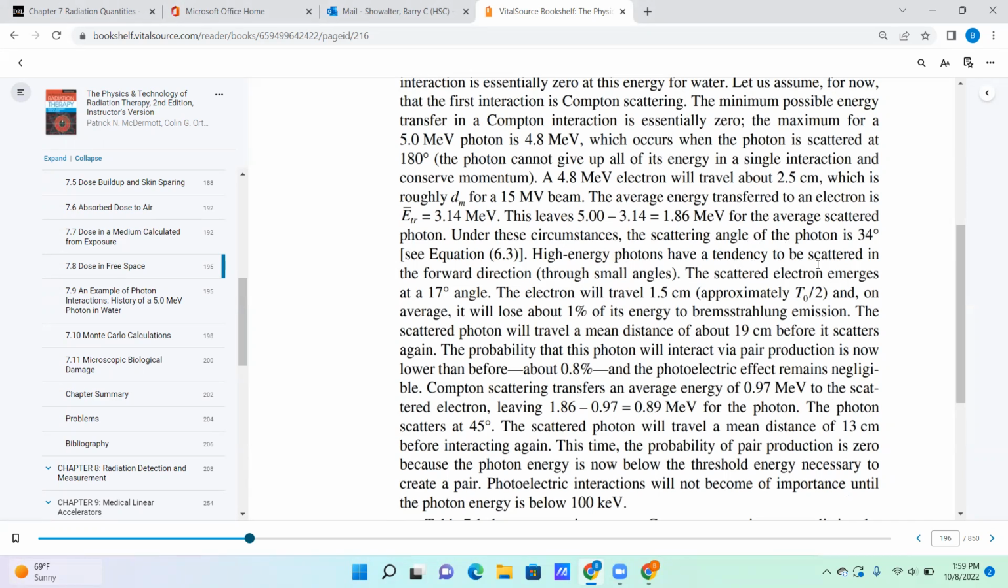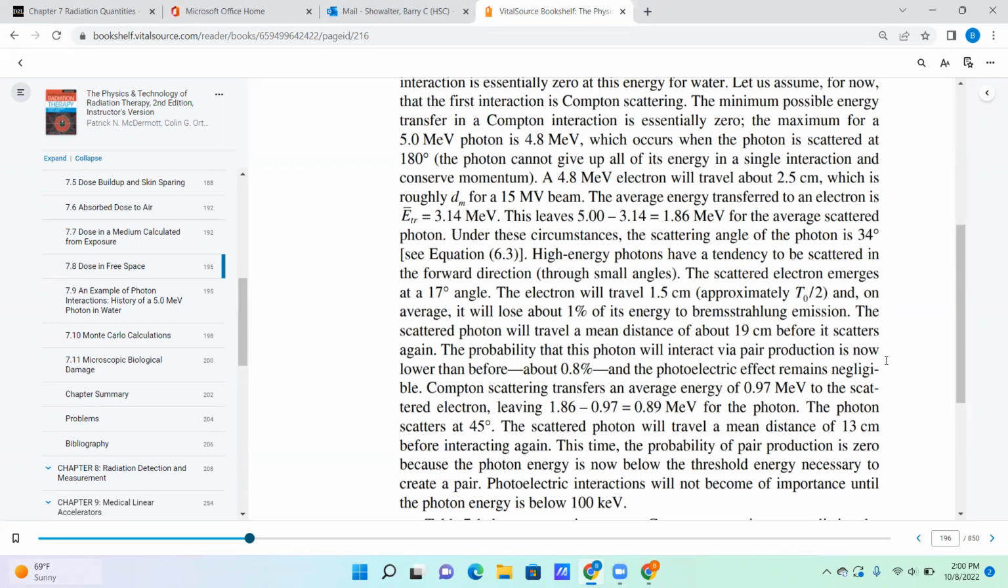High energy photons have a tendency to be scattered in a forward direction. The scattered electron emerges at a 17-degree angle. The electron will travel 1.5 cm, and on average will lose about 1% of its energy to bremsstrahlung emission. The scattered photon will travel a mean distance of about 19 centimeters before it scatters again.